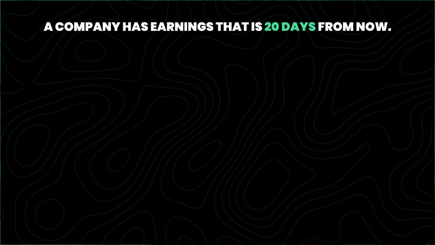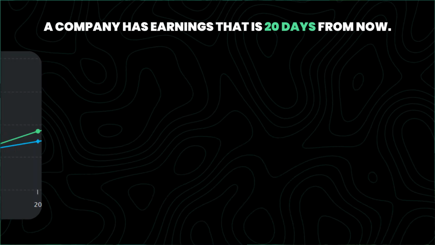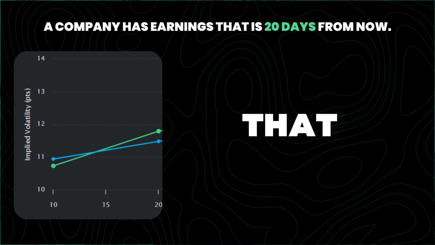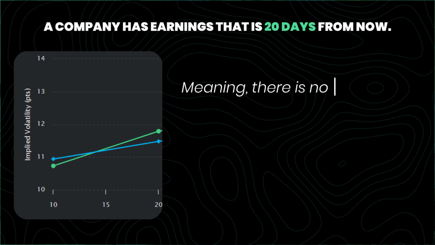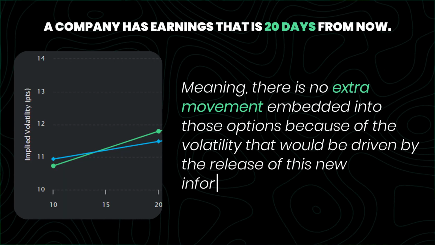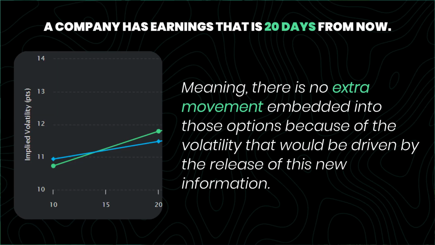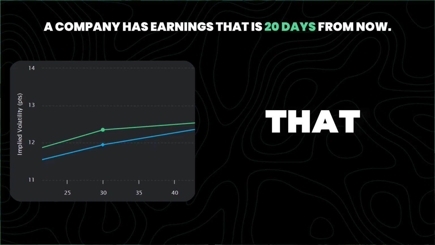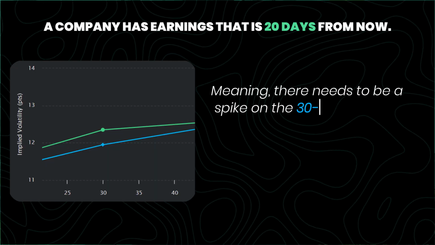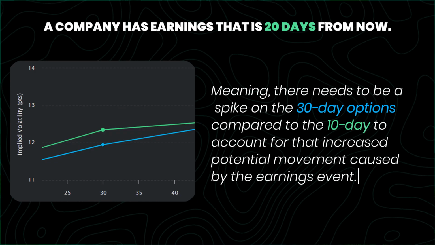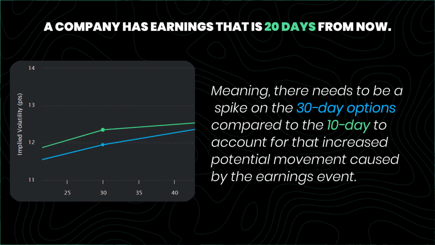Here's how it works, for example. Let's say a company has earnings that is 20 days from now. If you look at the term structure, the 10-day to expiration options don't see that earnings event, meaning there is no extra movement embedded into those options because of the volatility that would be driven by the release of this new information. However, the 30-day options are exposed to that news, meaning there needs to be a spike on the 30-day options compared to the 10-day to account for that increased potential movement caused by the earnings event.